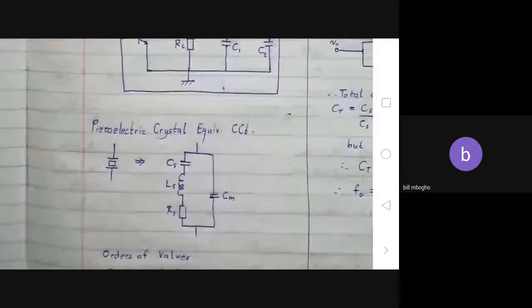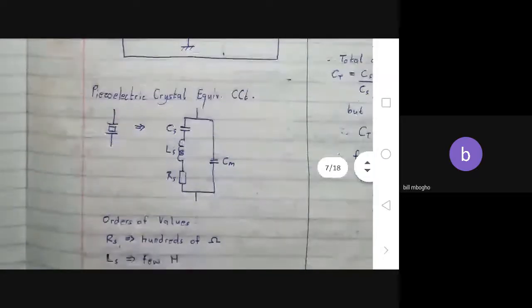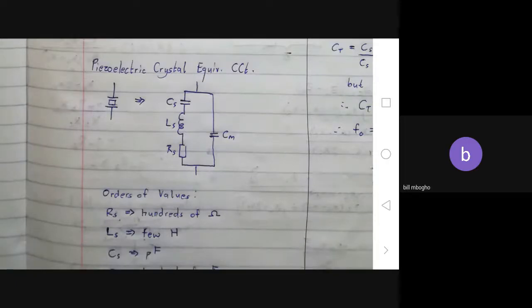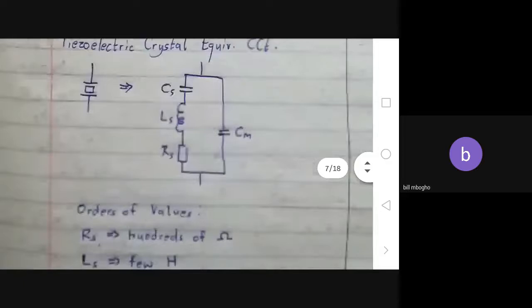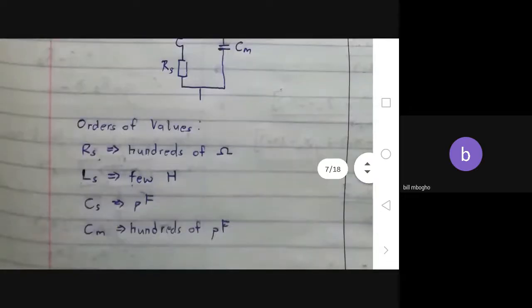The equivalent of a piezoelectric crystal will have an inductance, capacitance, and resistance. And then in parallel with that will be CM. When creating the piezoelectric crystal, it has to have 2 plates to hold the crystal, and that crystal will have a mounting capacitance because it's 2 plates with the electric in between. So that's where the CM is coming from. But the CS, LS, and RS are intrinsic to the material.